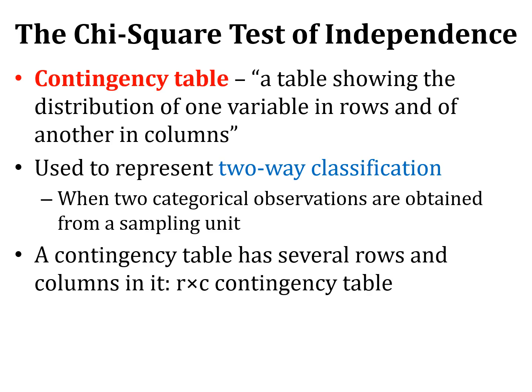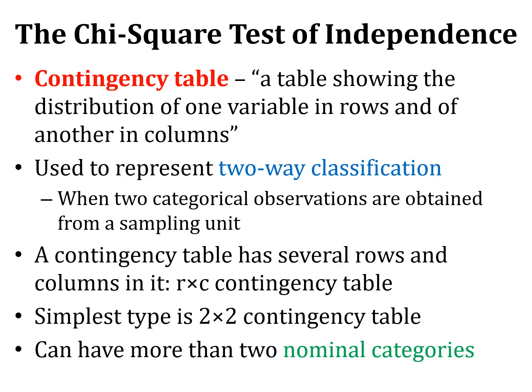So a contingency table has several rows and columns in it, and this is referred to as R by C contingency table, where R represents the number of rows and C represents the number of columns. And the simplest type of the contingency table is a 2 by 2 contingency table. So a 2 by 2 contingency table has 2 rows and 2 columns. So it means that each of the two variables has 2 nominal categories, but it can have more than 2 nominal categories. So this is a contingency table.